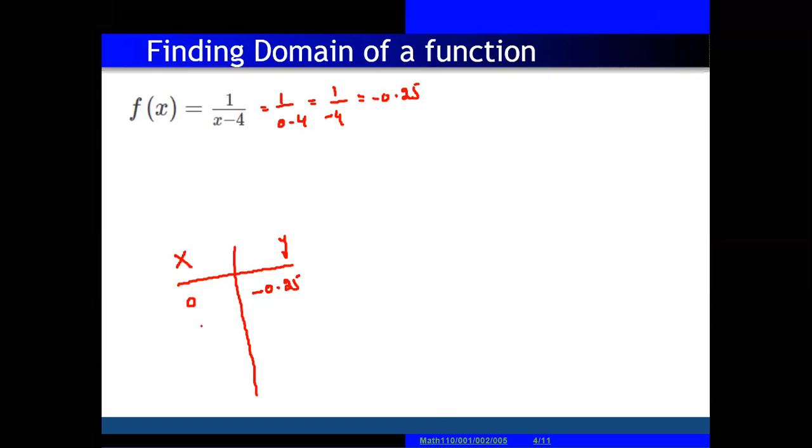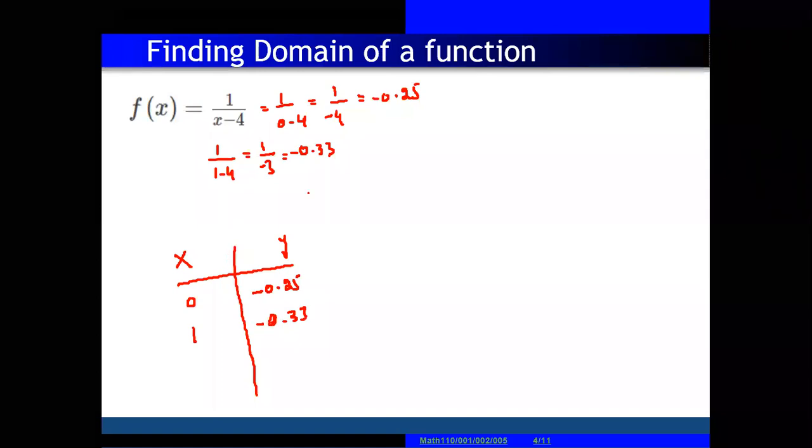Same if you give x is equal to 1. So what will be this function? 1 over 1 minus 4, and 1 over 1 minus 4 means 1 over minus 3. This will be like minus 0.33. So the output will be about minus 0.33.